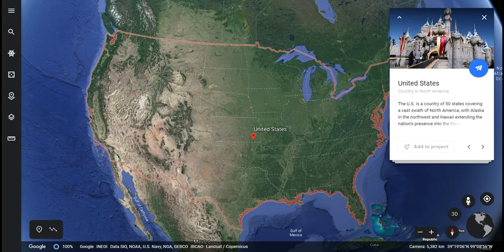Okay, so a continent has countries and states. A country doesn't have a continent, but it has a state. And a state doesn't have a continent or a country. It's just a state. All right? Let's see if we can remember that as we work through our lesson today.